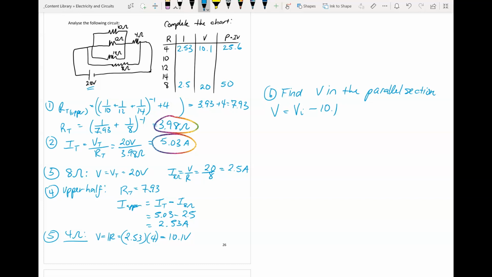So then whatever's left over is going to be the parallel section, because if you look at this pathway, once you get to here, it has those 3 choices. And then we have to pass through the 4 ohm one. Okay, so if the potential difference was 20V to begin with, and when we passed through the 4 ohms, it was 10.1 volts, that means whatever is left over is going to go through the parallel section. Okay, so then our V in the parallel section is going to be 20 minus 10.1, which is 9.9. And that is our potential drop in the parallel section for each of them. So that's 9.9.